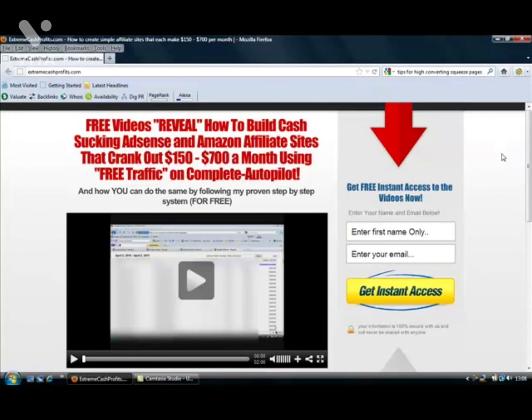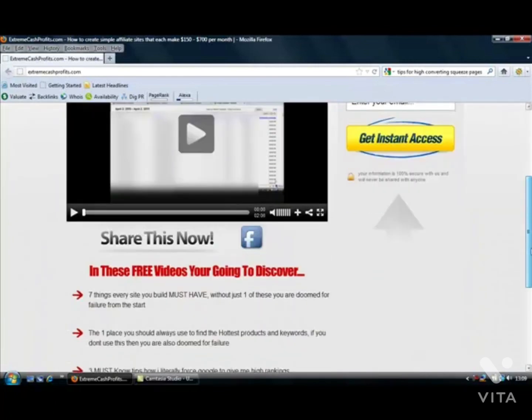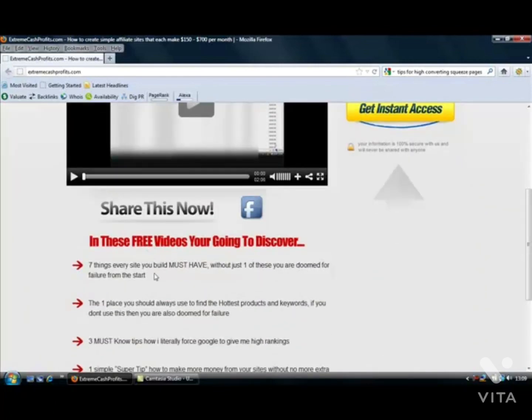The next tip is include the word free a lot in your squeeze page. I briefly mentioned this earlier, but I've mentioned it there, I've mentioned it there, and underneath there, so that's 3 times. Again there, that's 4 times. Again there, it's 5 times.